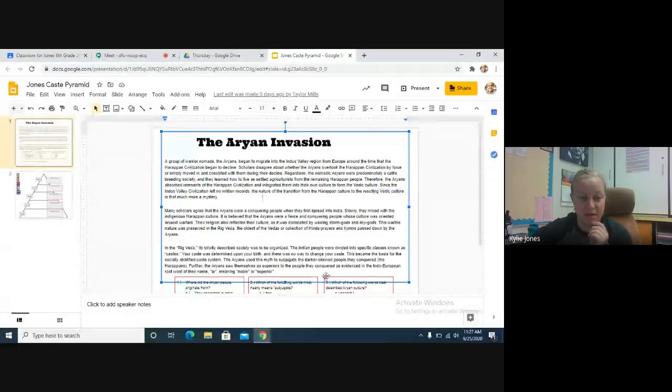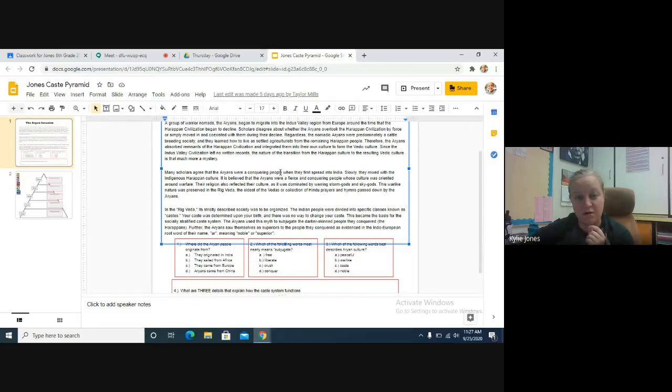that we're talking about here. All right, so many scholars agree that the Aryans were a conquering people when they first spread into India. Slowly, they mixed with the indigenous Harappan culture. It is believed that the Aryans were a fierce and conquering people whose culture was oriented around warfare. The religion also reflected their culture, as it was dominated by warring storm gods and sky gods. This warlike nature was preserved in the Rig Veda, the oldest of the Vedas, or collection of Hindu prayers and hymns passed down by the Aryans.